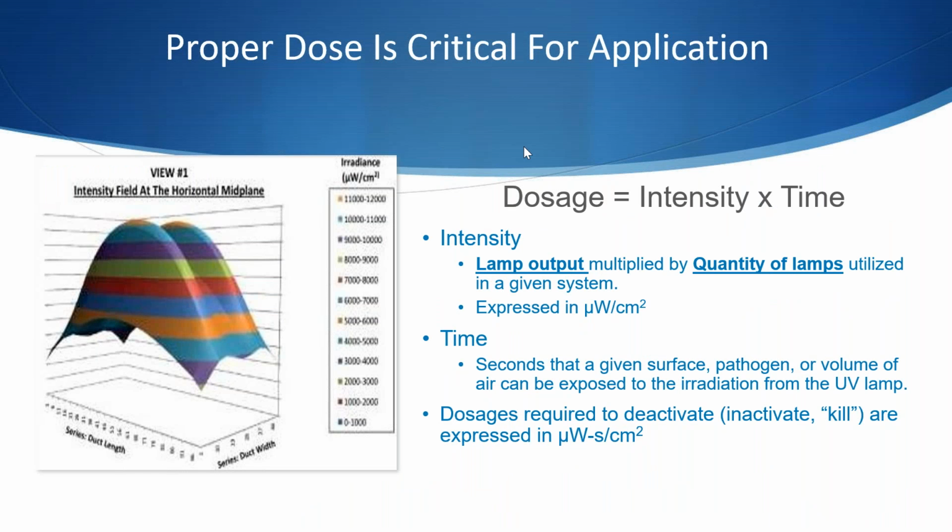I mentioned the dosage being very critical for that reason. The dosage is a factor of intensity times time. The intensity is the lamp output itself, which is kind of a constant. There are lamps developed already by manufacturers. That lamp output typically is expressed as a standard output lamp or a high output lamp. So it's your lamp output times the quantity of lamps utilized. Your intensity is expressed in microwatts per centimeter squared. And then time is simply the seconds that any surface or the volume of air passing through is exposed to that irradiation. The dosage required to inactivate, deactivate, kill, all these words are used, is expressed in microwatt seconds per centimeter squared, or microjoules.